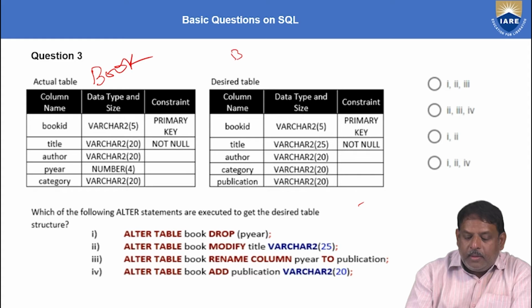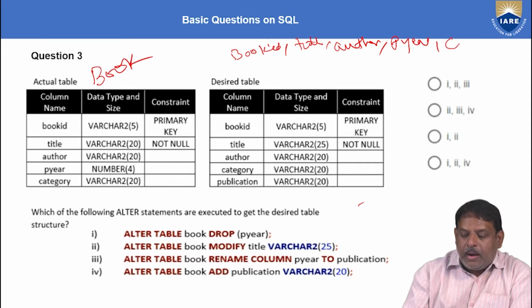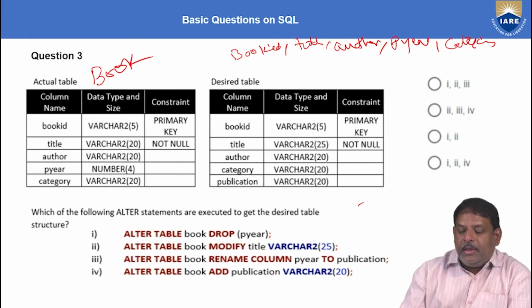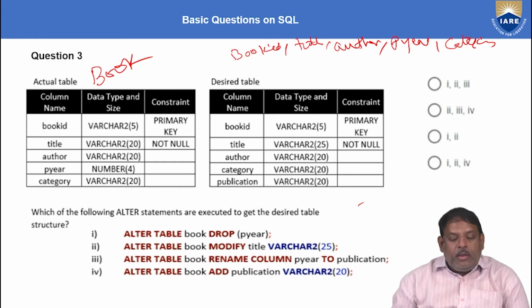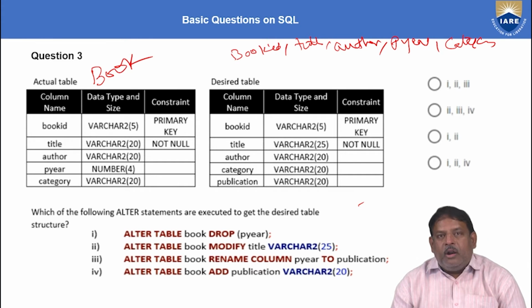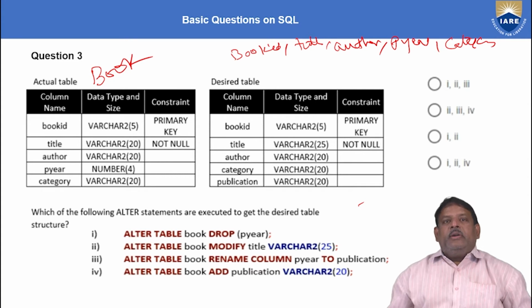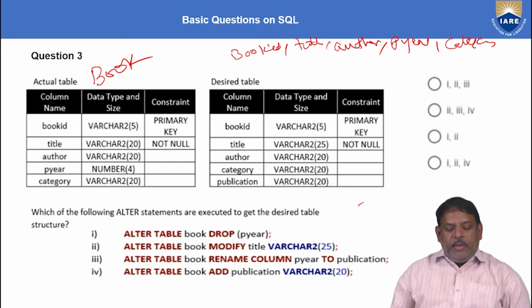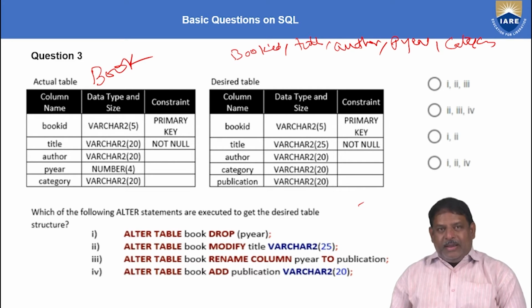So we can say a table by name book having book ID, title, author, then year and category. This is how the table by name book is, having 1, 2, 3, 4, 5 columns. The first column is the book ID, the second column is the title, the third column is the author, the fourth is year, and the last column is category. This is the original table.